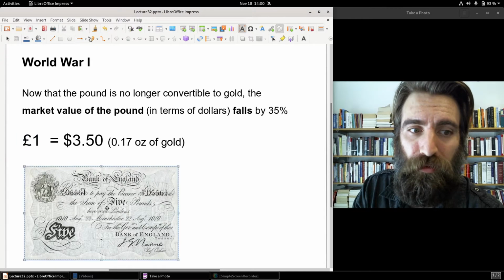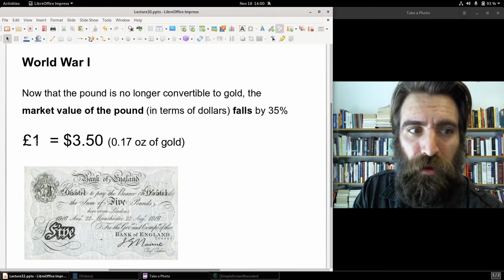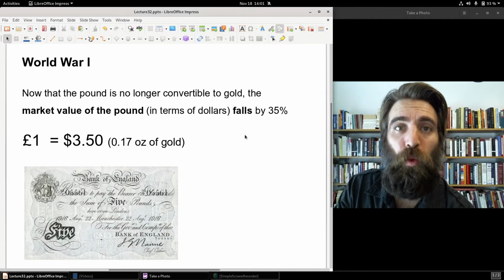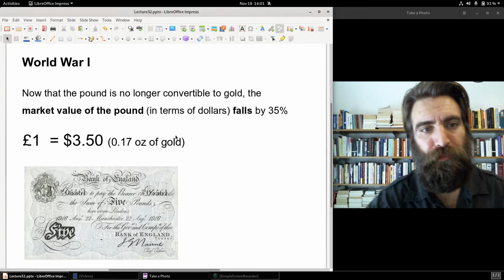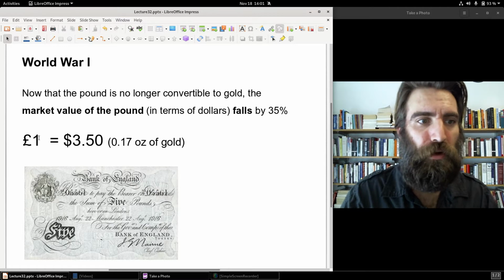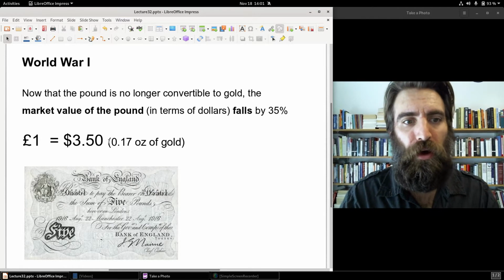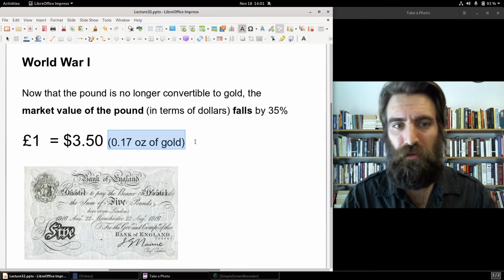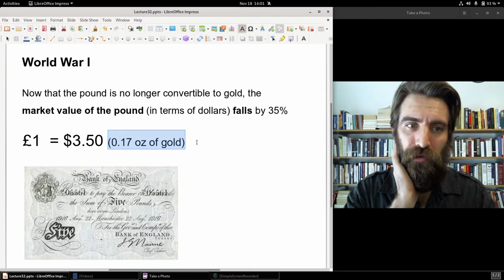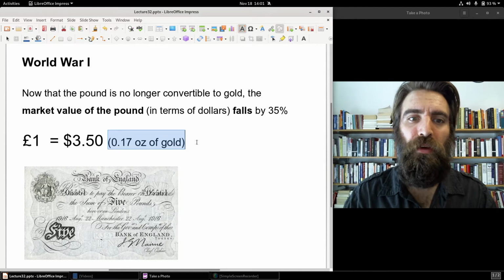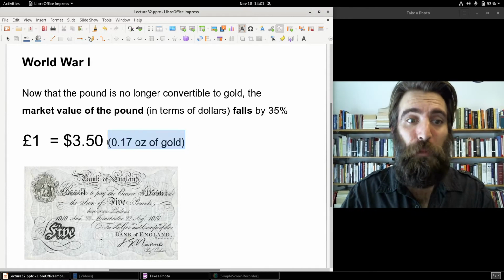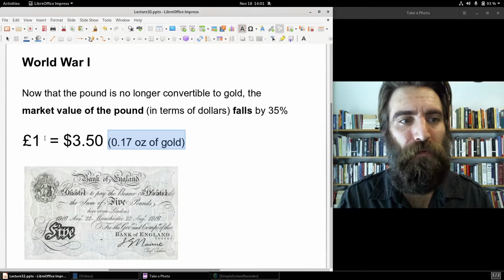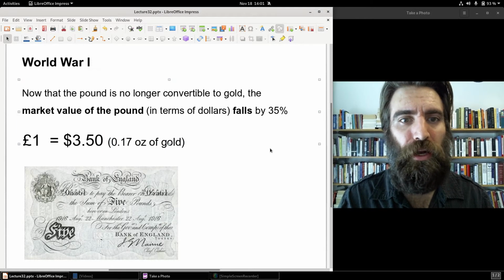Right? This is an inconvertible note now. So a pound sterling isn't worth what it used to be. It's a weaker currency now. And instead of being exchangeable into a quarter of an ounce of gold, now the most gold you could get out of it is 0.17 ounces. And that's not at the bank counter either. That would be in the marketplace, right? That is the market value of a pound now. So it's gone down quite a bit.